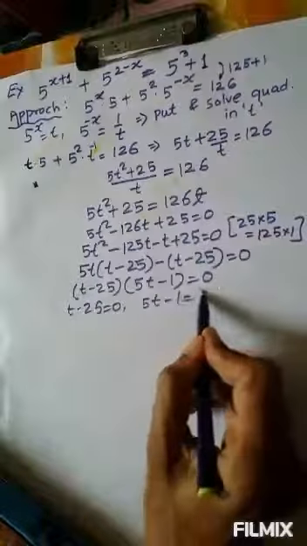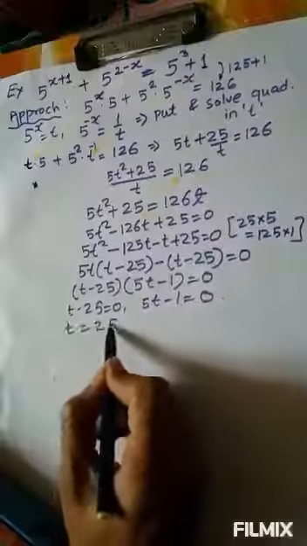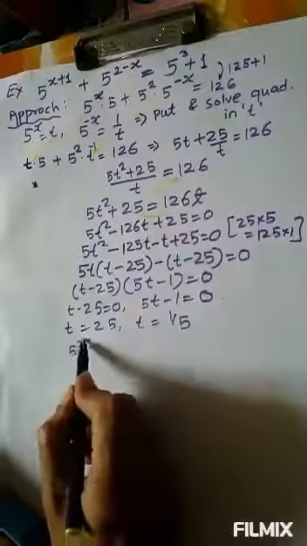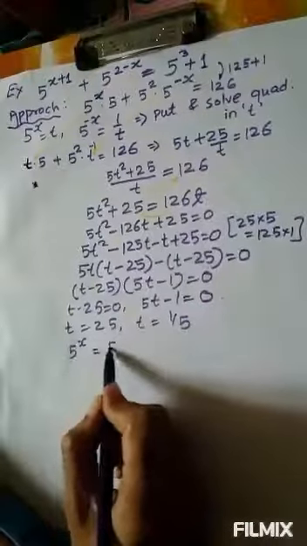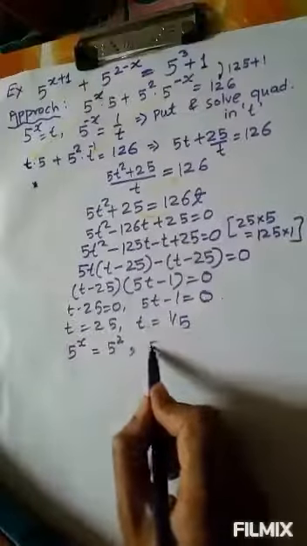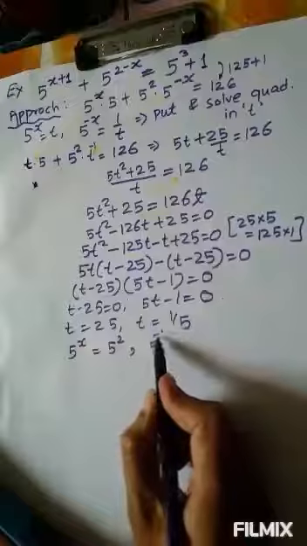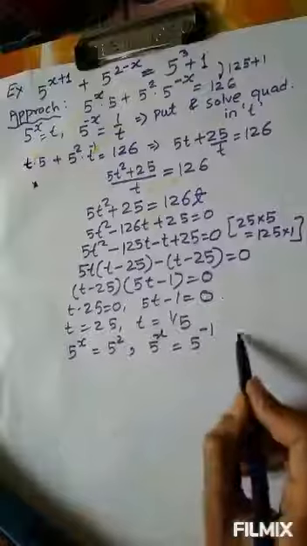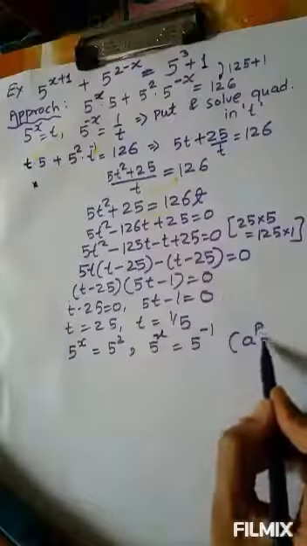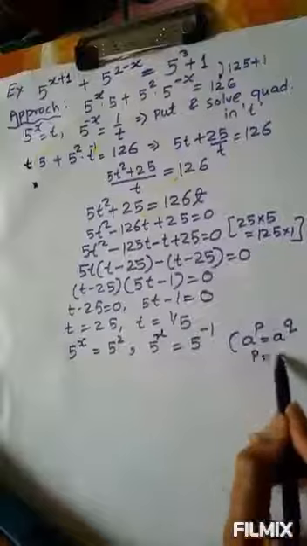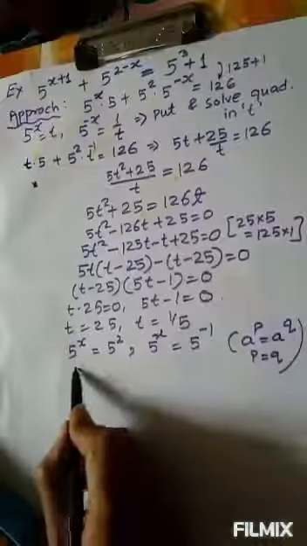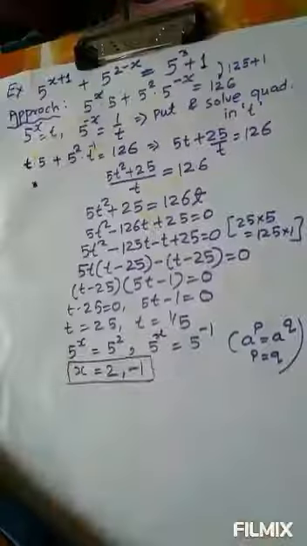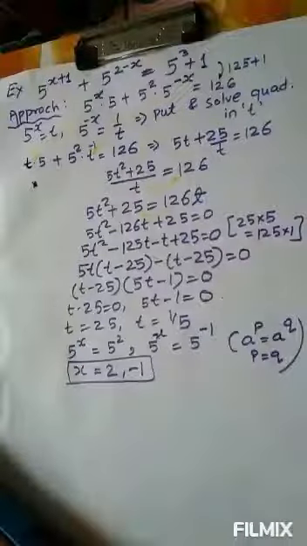or 5t minus 1 equals 0, which gives t equals 25 or t equals 1 by 5. We know that t is 5 to the power x, and 25 can be written as 5 square, and 1 by 5 is written as 5 to the power minus 1. So we know that if a to the power p is equal to a to the power q, then p is equal to q. Using this concept we can say that x equals 2 and x equals minus 1. These two are the solutions, the roots of this equation.